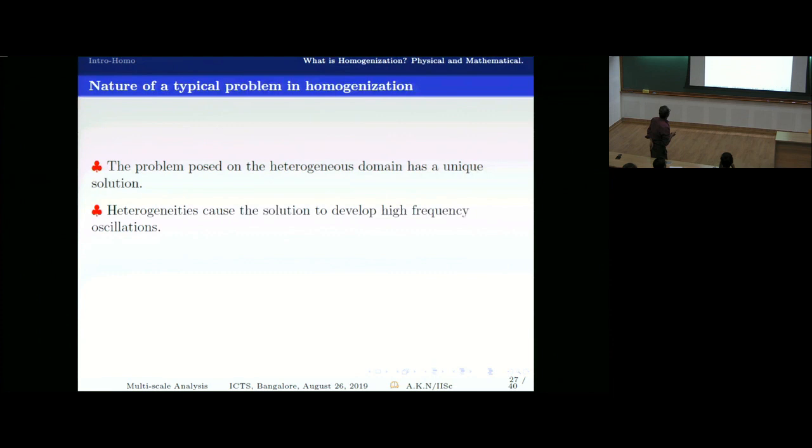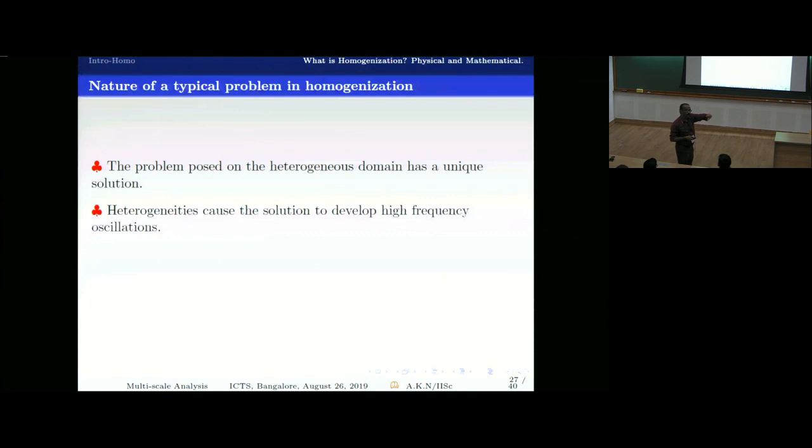Okay, this is the most important thing. Due to the variations of the change in properties, the solution will also develop oscillations. Because the properties change within a small scale, the solution may also change within a small scale. And that is given through the solution of your differential equation. It is not directly given. Your change in the property is given directly, but your solution is coming from the PDE.